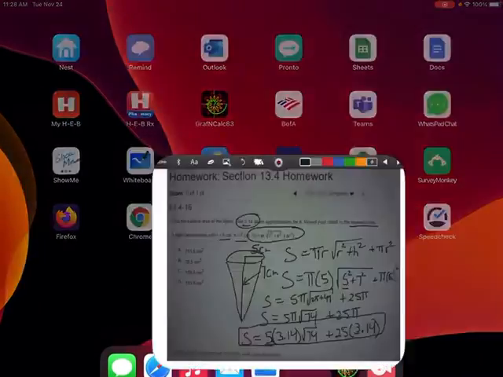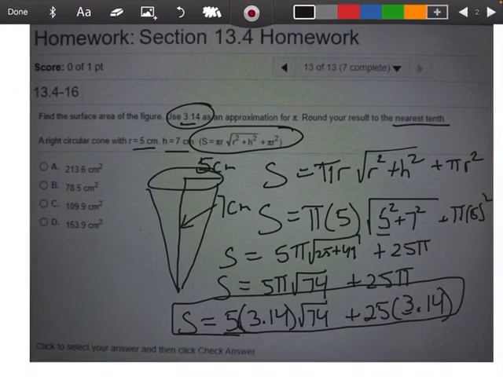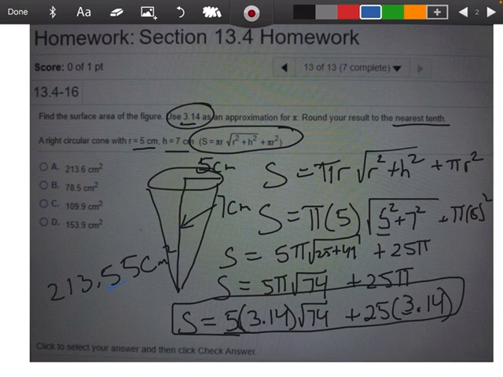So let me come back here. 213.55, because this is area, it's going to be centimeters squared, and it's asked me to round to the nearest tenth. The nearest tenth is the first decimal place. So it'd be 213. Oh, you can barely see the blue. Let's go with green. It would be 213.6 centimeters squared.